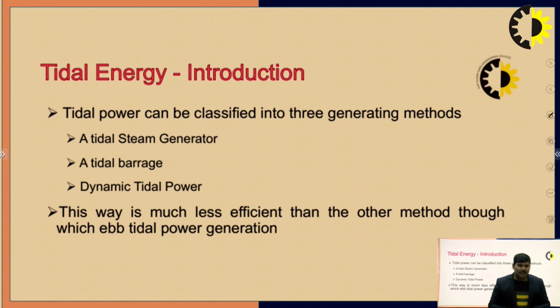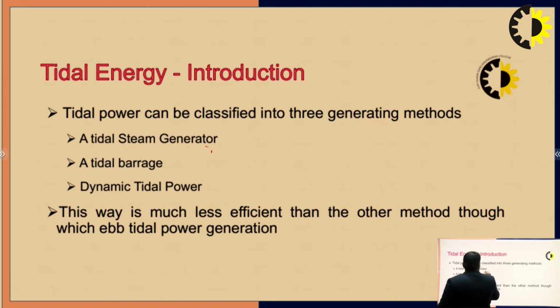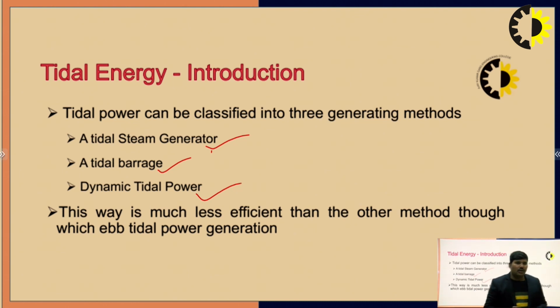The tidal energy can be classified into three different methods. The first is the tidal stream generator, the second is the tidal barrage, and the third is dynamic tidal power. The last way is much less efficient than the other methods of tidal power generation.